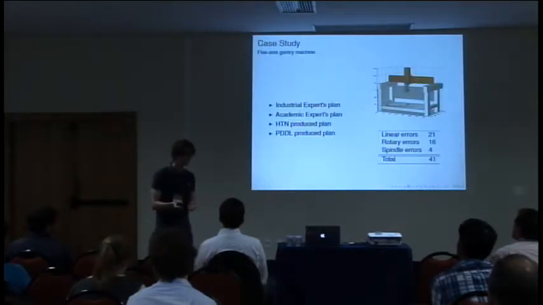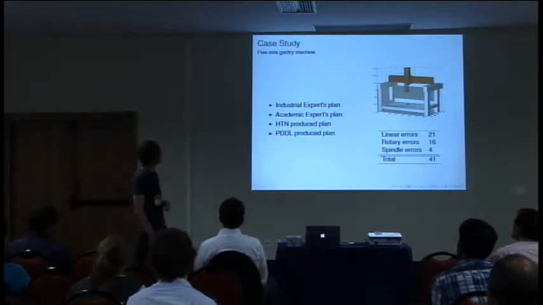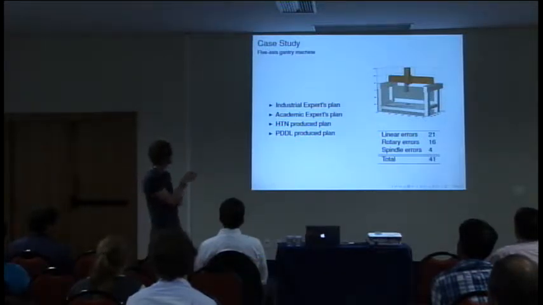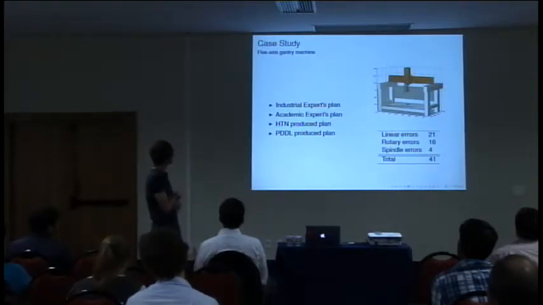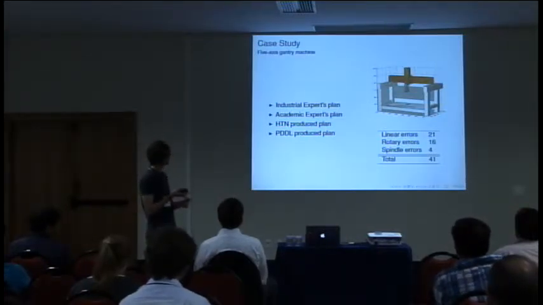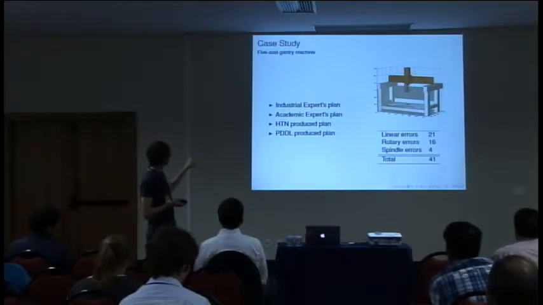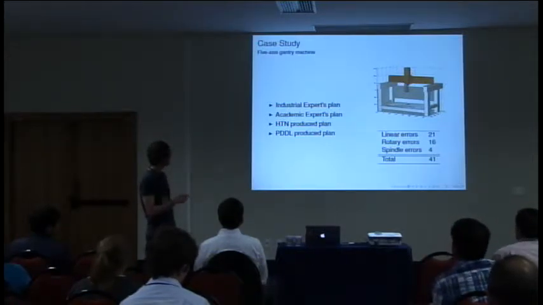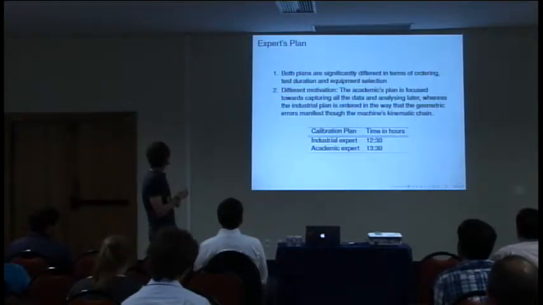So I thought I'd just go through a case study with one of our industrial partners of a 5-axis gantry machine, which has a total of 41 geometric error components. And we have two expert plans, one from an academic and one from the industrial partner. And then we have the HTM produced plan and the PDDL produced plan.